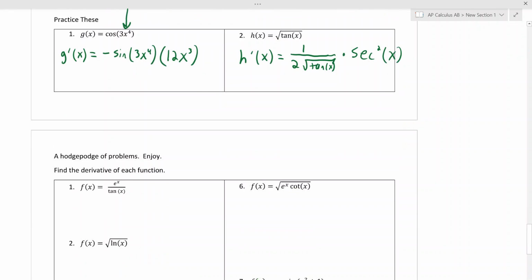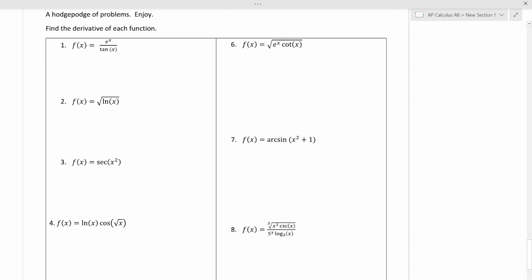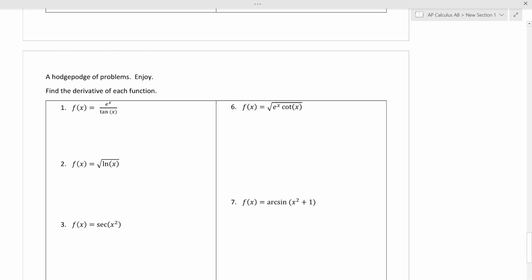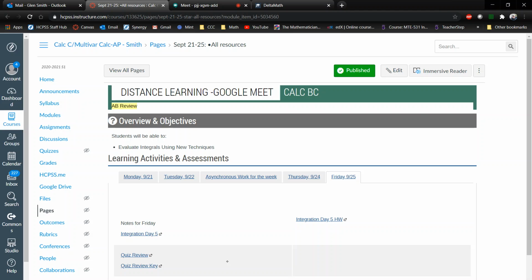There is some more practice down here, but how about you hold off on that? Some of these are extra hard for no reason. Let's talk about those on Monday. And for homework, I want you to do what we had on Canvas. Which we go into here.